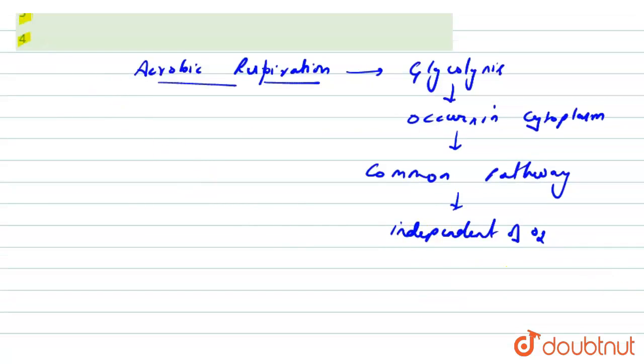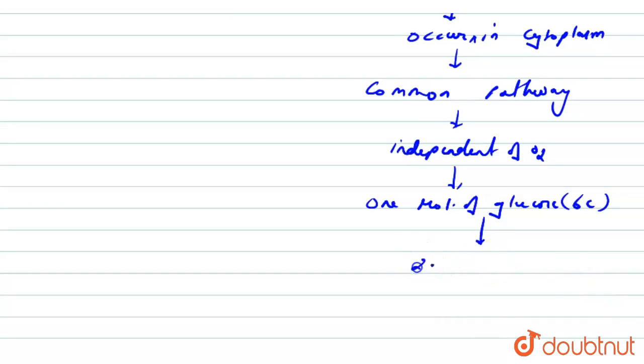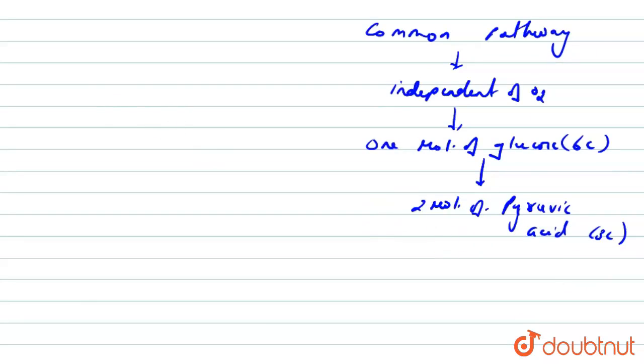So during glycolysis pathway, a molecule of glucose, which is a 6-carbon compound, gets converted into 2 molecules of pyruvic acid, which is a 3-carbon compound, right? So let's see this glycolysis process. So glucose, which is the respiratory substrate here, is a 6-carbon compound.